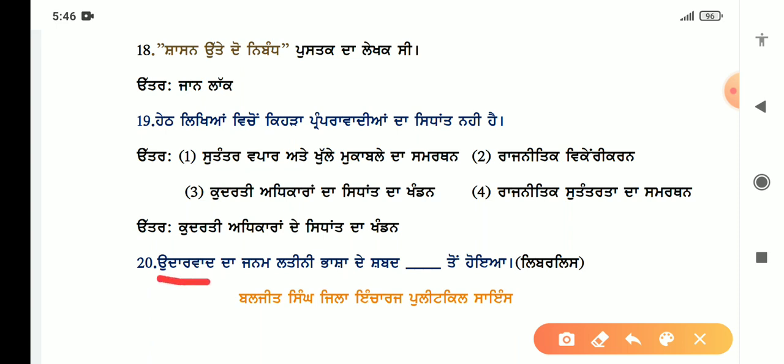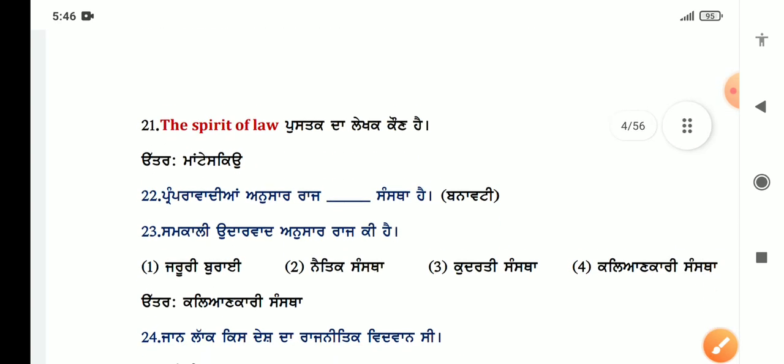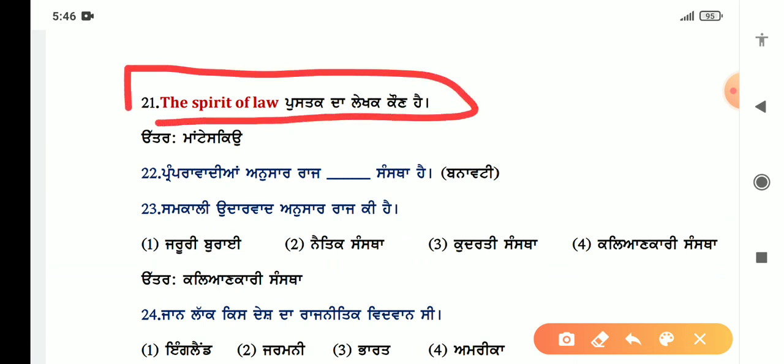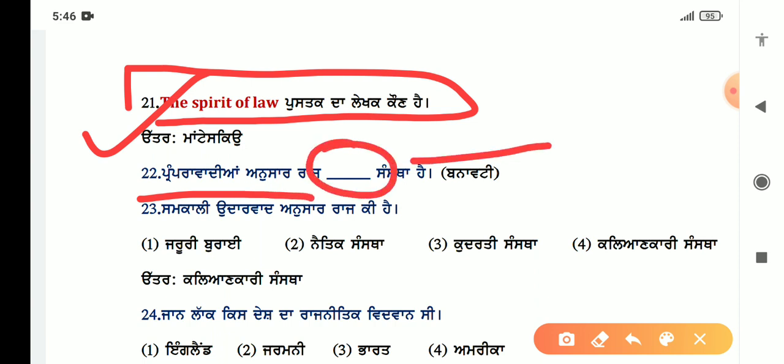Liberalism has been taken from the Latin word liberalis, which means free man. The Spirit of Law. Who wrote The Spirit of Law? The writer of The Spirit of Law is Montesquieu. According to the classical liberalist, the state is an artificial institution.